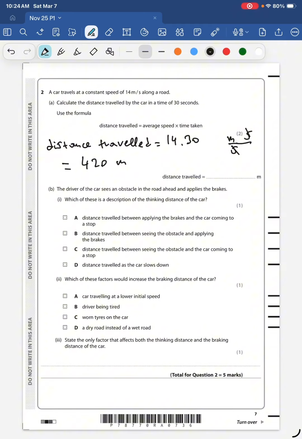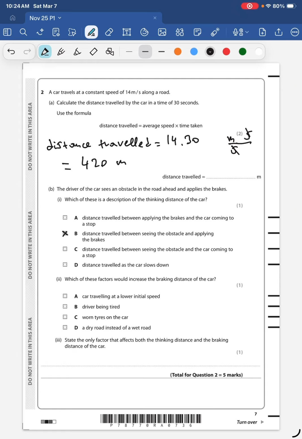So when I saw this, I didn't really know what the thinking distance is, but I guessed it. It's the time taken for the driver to notice the obstacle and apply the brakes. So this is option B, distance travelled between seeing the obstacle and applying the brakes. Okay.